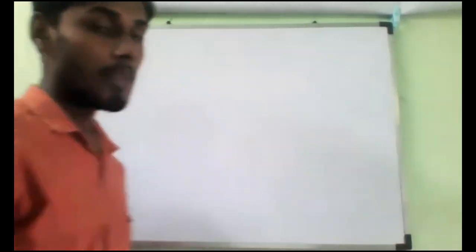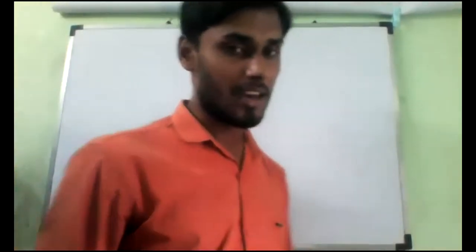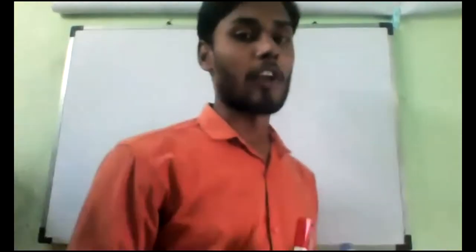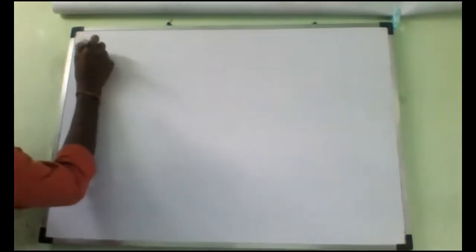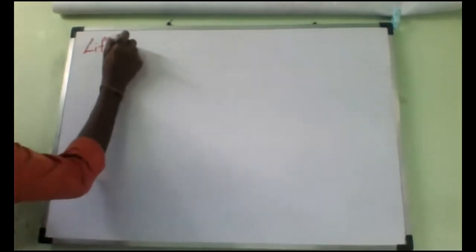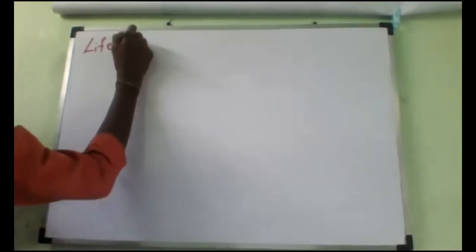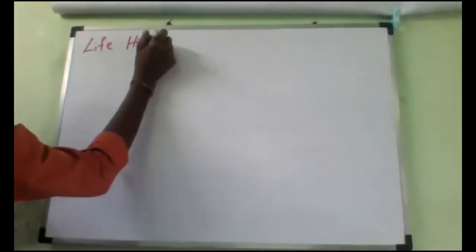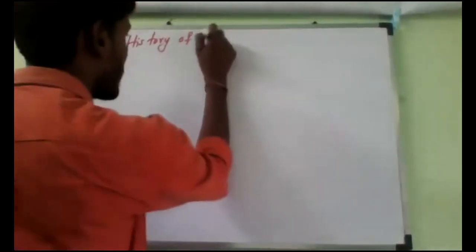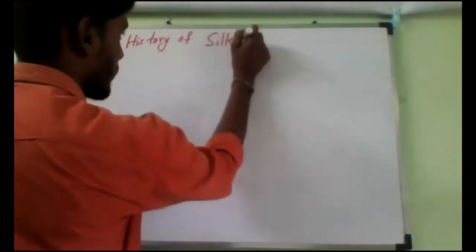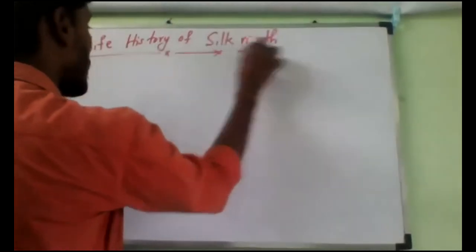So here, the silk moth is from the insect family, which looks like a butterfly, similar to a butterfly. So next, the life history of the silk moth or silkworm. Silk moth is the correct one. Is it okay? Yes, sir.